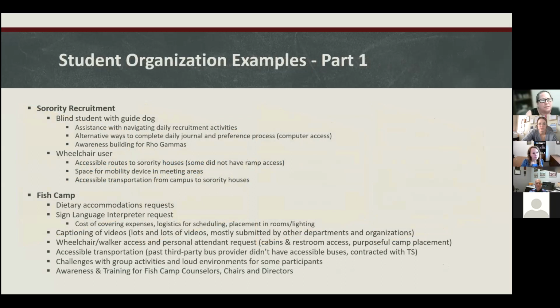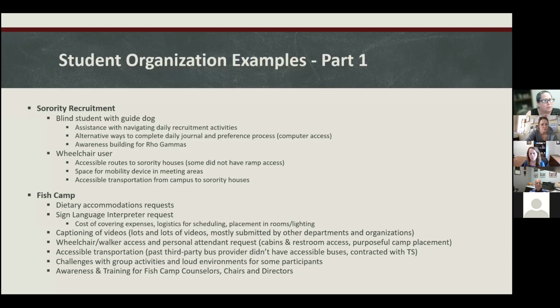So here are some examples of things that we have seen here at A&M and how we work through this. We've had a blind student with a guide dog going through sorority recruitment. And so we walked through these steps. We sat through and said, okay, what's involved in sorority recruitment? If no one's been in sorority recruitment, it's a big event. It's a week-long thing. There are buses taking people to and from. People are walking from house to house, doing different activities.